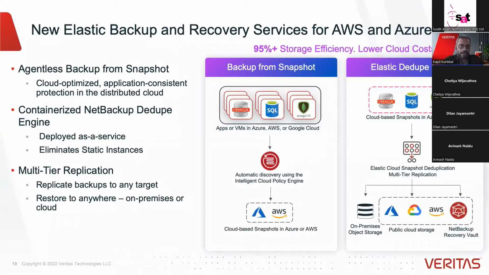New elastic backup and recovery service for Azure and AWS. We support agentless backup from the snapshot. Cloud optimized, application consistent protection in the distributed cloud. Again, containerized NetBackup dedupe engine. It can be deployed as a service. It eliminates the need for static instances. Multi-tier replication as well. Replicate your backups to any target and restore to anywhere as well, so on premises or directly in the cloud.